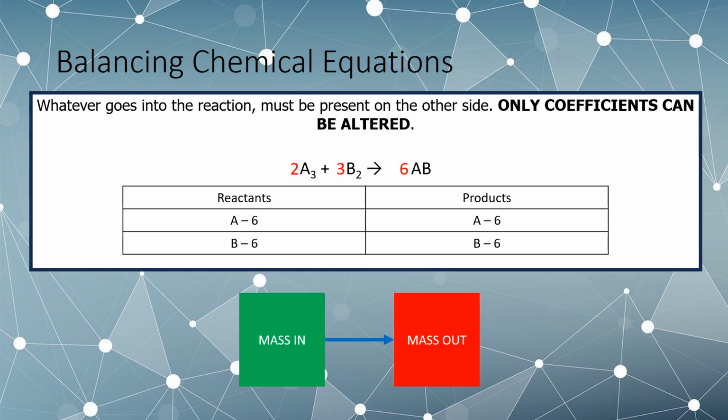Now, if we look at our little table of products and reactants, we can see in our reactants we have 6 A's and 6 B's, and in our products we have 6 A's and 6 B's. This means our equation is balanced, as we have the same on the left-hand side as we do on the right, or our mass in is the same as our mass out. Let's look at some real-life examples now, using some actual chemicals and a few more steps that will be involved.